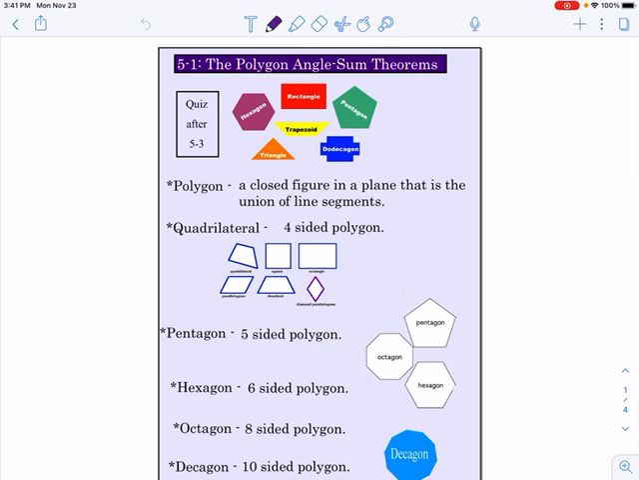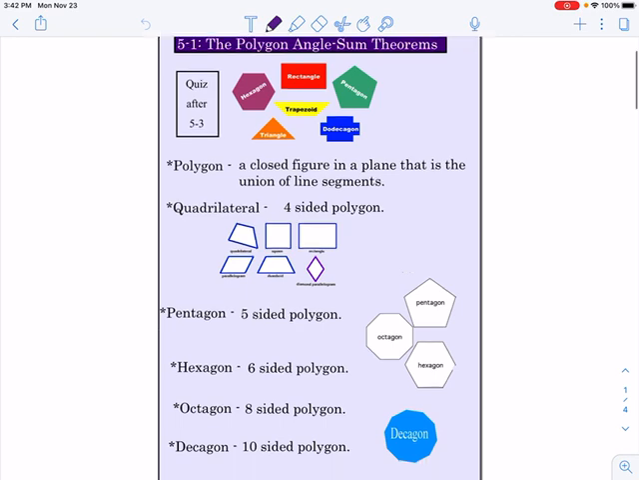So if your polygon has four sides, it has a special name. It's called a quadrilateral. And you can have all different types of quadrilaterals. You can just have a generic quadrilateral, which is just a figure with four sides. You can have a square, which is going to end up having right angles and all congruent sides. You can have a rectangle, a parallelogram, a rhombus, and a diamond parallelogram. Okay, you can also have something called a pentagon.